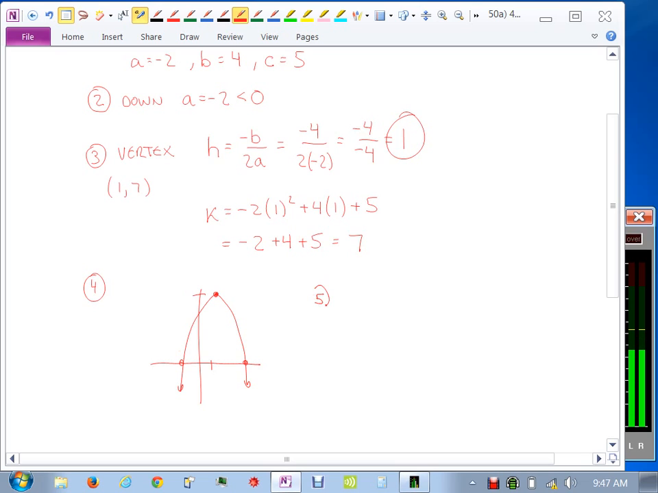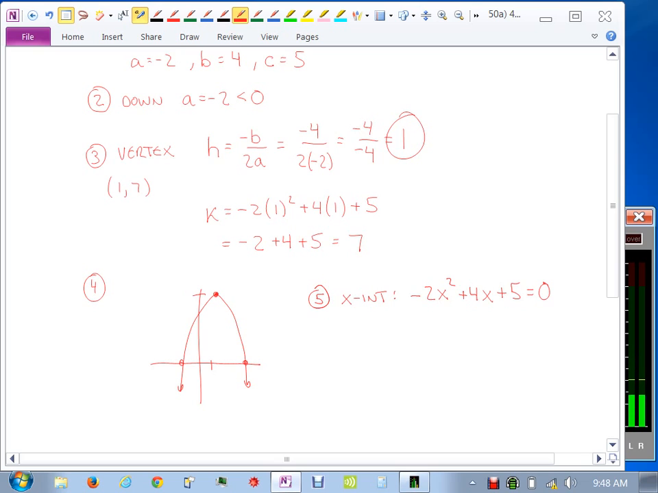So on step 5, when I get the x-intercepts, I'm going to need to go ahead and realize I'm going to have 2 x-intercepts. So to get x-intercepts, I replace y with 0, which means I'm going to take the original equation, and it's going to become equal 0 like that.